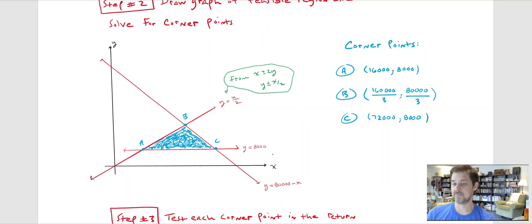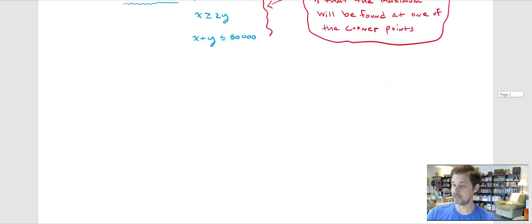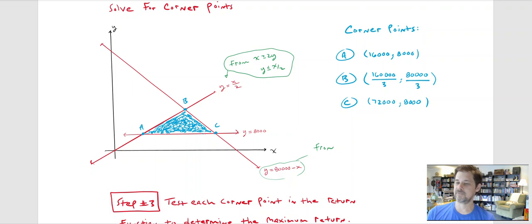Alright, so that might be where I start if I was to graph this. But also, where did this one come from? See this one? That's from one of our other inequalities. That last inequality I had said x plus y is less than or equal to 80,000. So that comes from x plus y is less than or equal to 80,000. Again, if I aim to graph this by solving it for y, I would get y is less than or equal to 80,000 minus x.